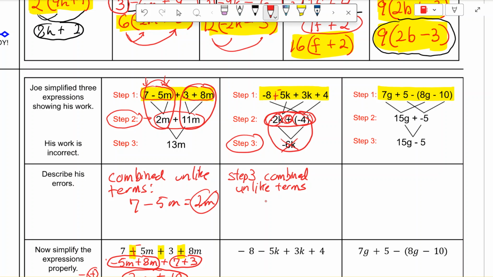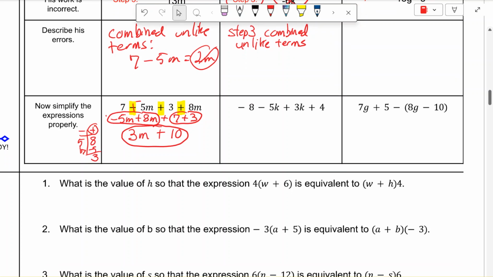So describe his errors. In step 3, he combined unlike terms again. Let's go down here and do it correctly. So we're going to do additive inverse so we can use the commutative property. We're not going to rewrite like we did on the first one. We're just going to combine like terms like Joe does with the arrows.